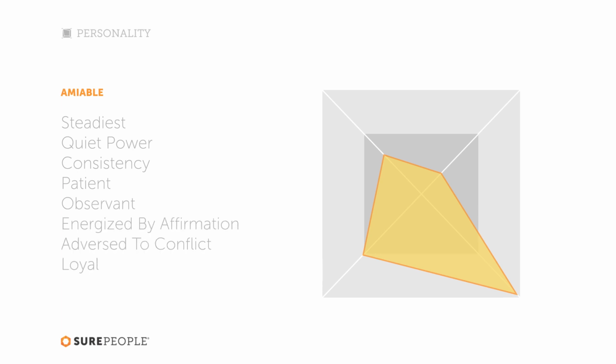Amiable is the steadiest personality type. They represent quiet power. They prefer consistency. They're patient, observant, energized by affirmation, averse to conflict, loyal, with an interest in maintaining the status quo. The ally is an example of an amiable personality type.